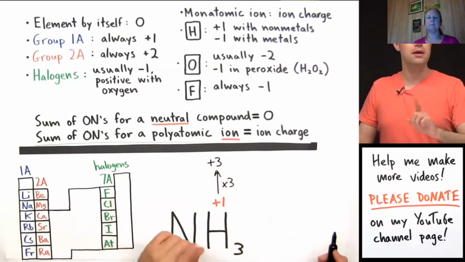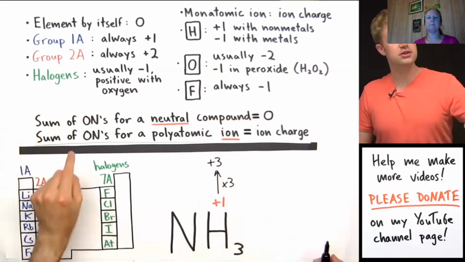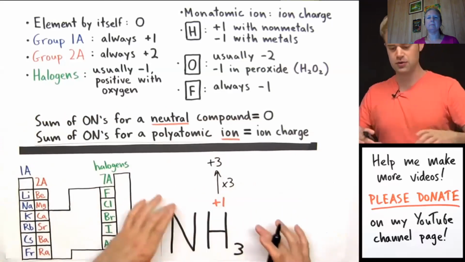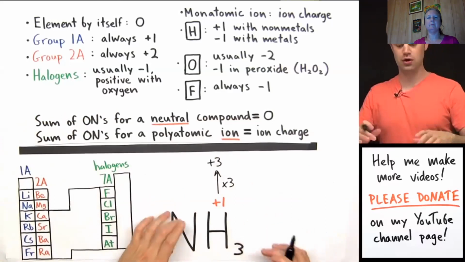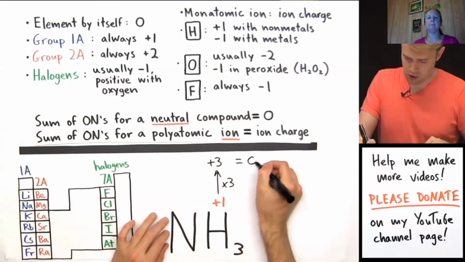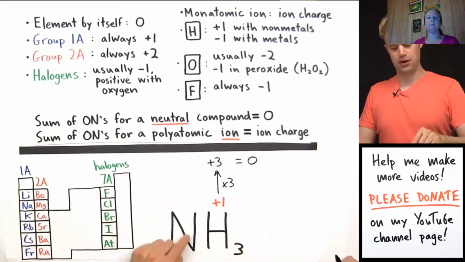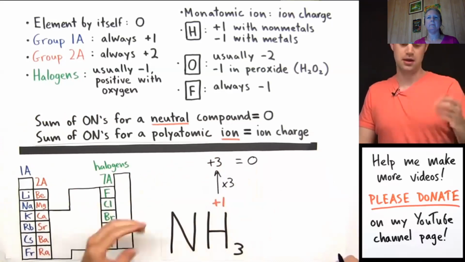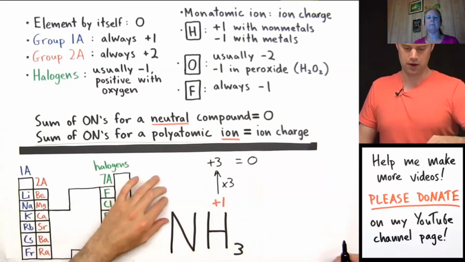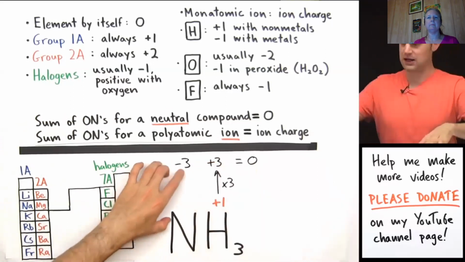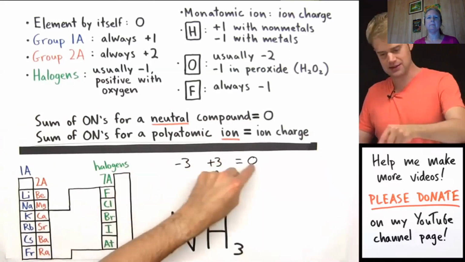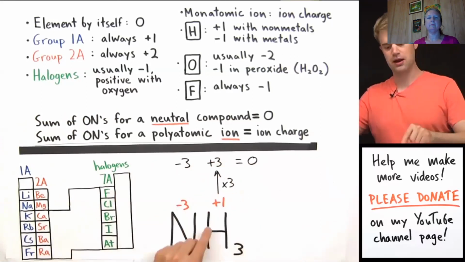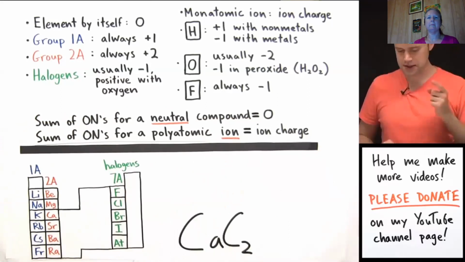Now, let's keep this rule in mind, that the sum of oxidation numbers for a neutral compound should equal 0. NH3 is definitely a neutral compound. We don't see any charge here. So whatever nitrogen's number here is needs to add together with +3 to make 0. That means the nitrogen here has to be -3. That adds up to get 0. So its oxidation number is -3, hydrogen's is +1.